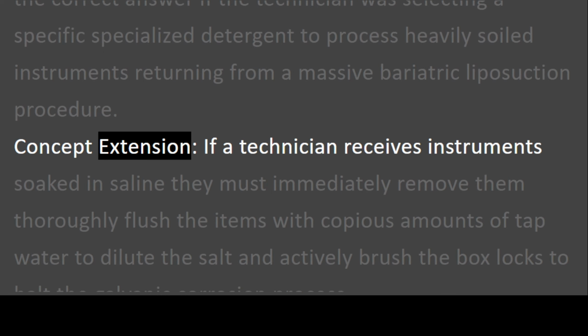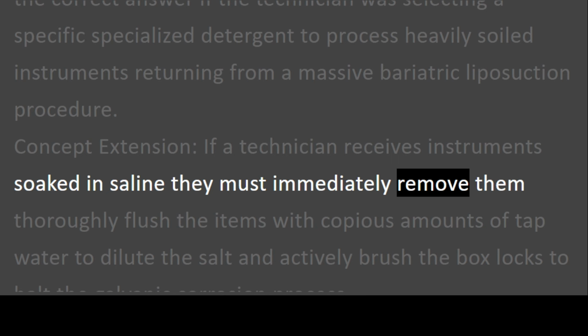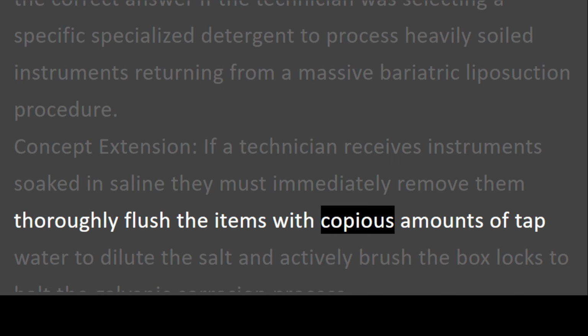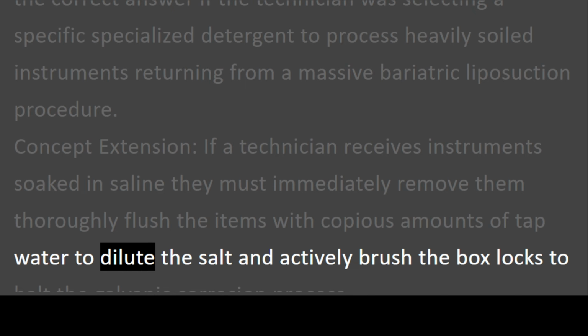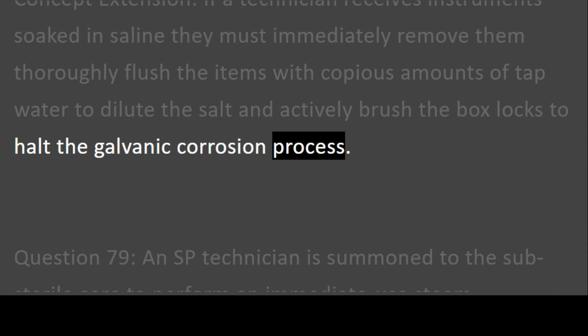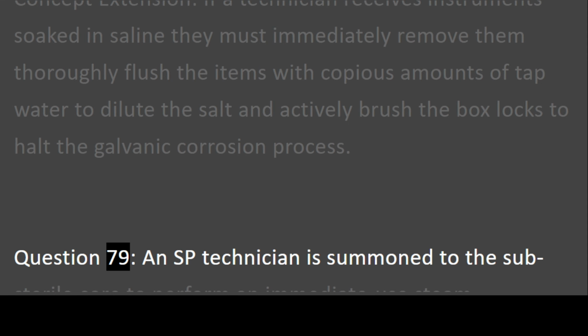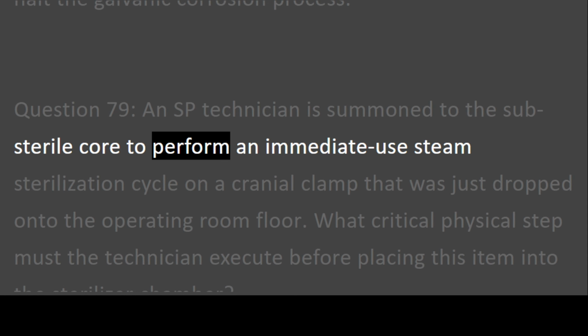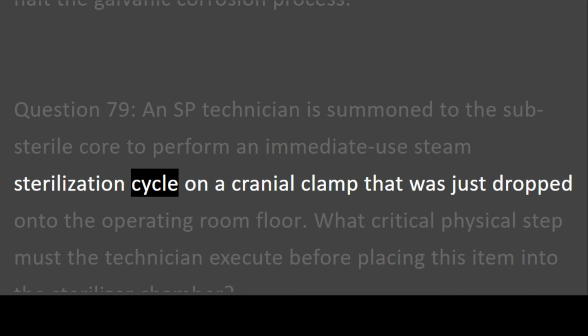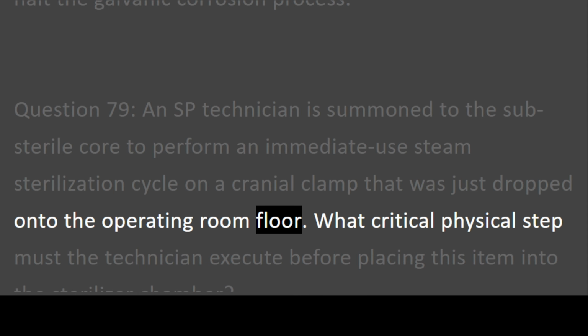Concept extension. If a technician receives instruments soaked in saline, they must immediately remove them, thoroughly flush the items with copious amounts of tap water to dilute the salt, and actively brush the box locks to halt the galvanic corrosion process. Question 79. An SP technician is summoned to the substerile core to perform an immediate-use steam sterilization cycle on a cranial clamp that was just dropped onto the operating room floor.